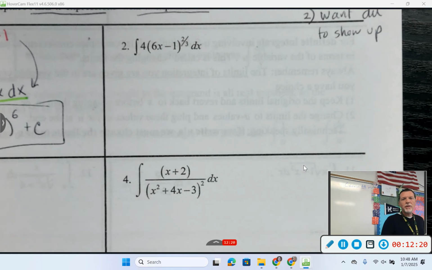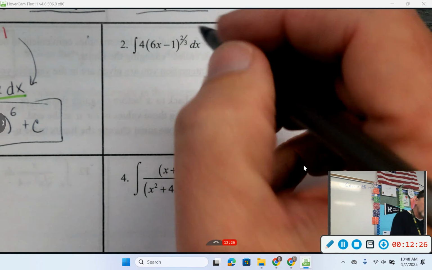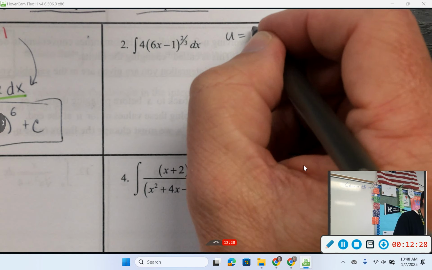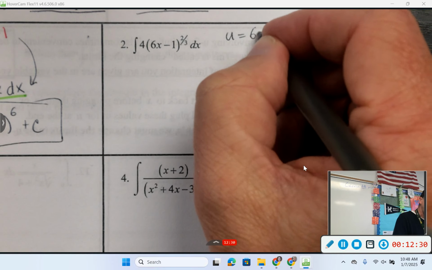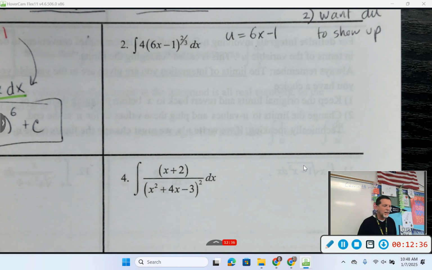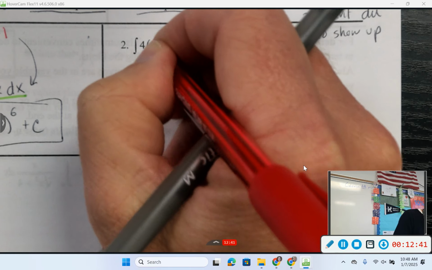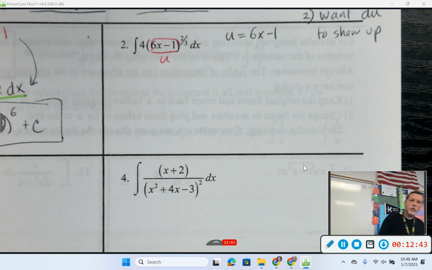All right, I'm not going to pick on anybody yet because it's only the second one, but any thoughts on what you think u would be for number 2? Somebody said it. Yeah, 6x minus 1, Kyler. Because that would make at least part of this a little easier to deal with. So all of this stuff would be u. The 2/3 is fine. I know how to undo a 2/3.